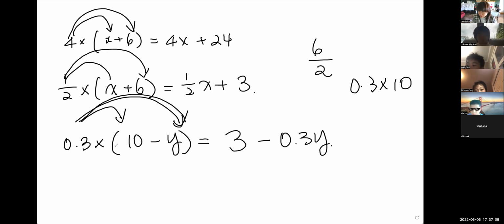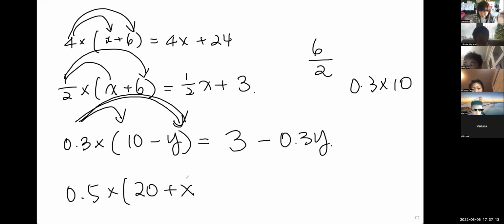Get it, Maris? Okay, so next one, again, 0.5 times 20 plus x, still you, Maris. 0.5 times 20 equals what? Do you not know how to do decimal multiplication? I forgot. So everybody, can anybody help Maris? 0.5 times 20 equals what? So 5, we just think there's no decimal, okay, Maris? Just pretend it's not here.